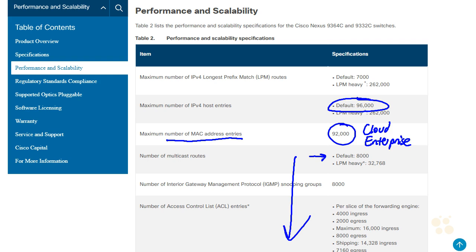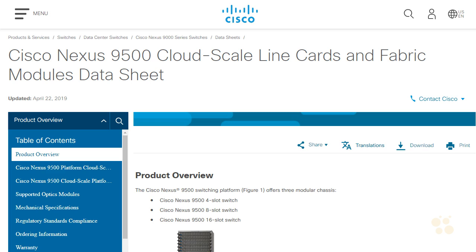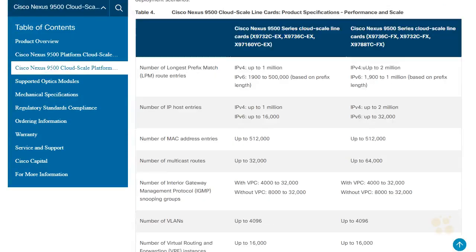Now, in order to contrast the 9300s to the 9500s, let's just pop over here to the 9500 Cloud Scale Line Card datasheet, and we'll scroll down to the same section that talks about the scalability. Now, keep in mind that the 9732C-EX and the 9736C-FX, these are our spine switches. So right away we can see that, while the number of MAC addresses, holy smokes, we've got 512K compared to the 92K that we had on the 9300s. And that's per line card.